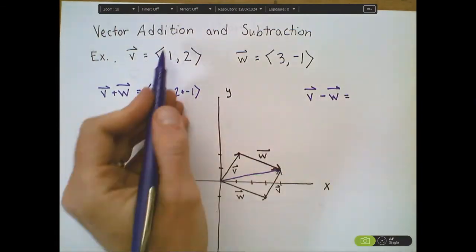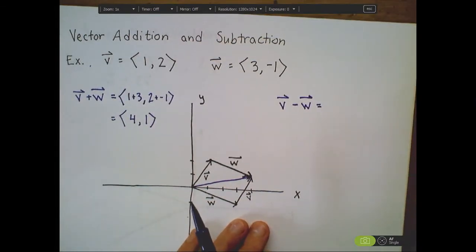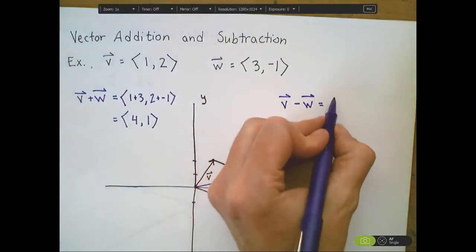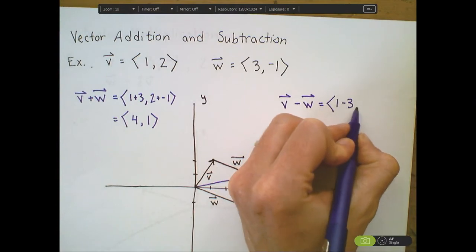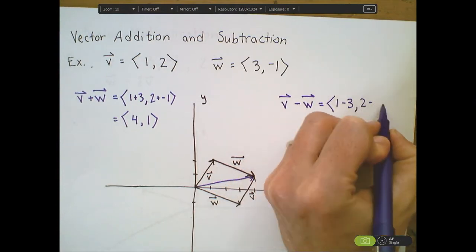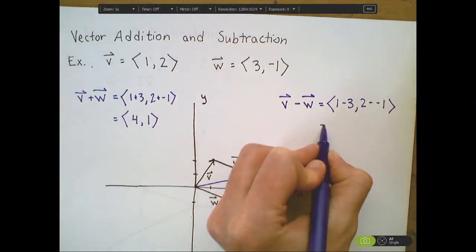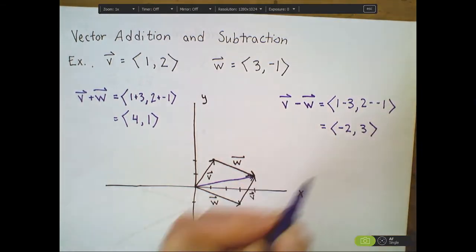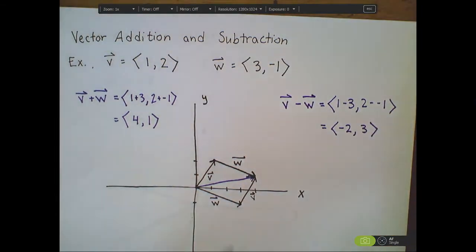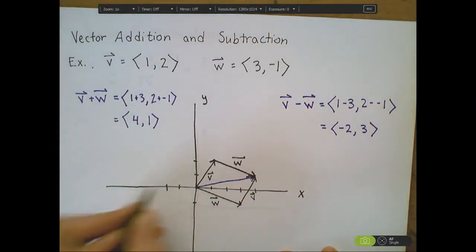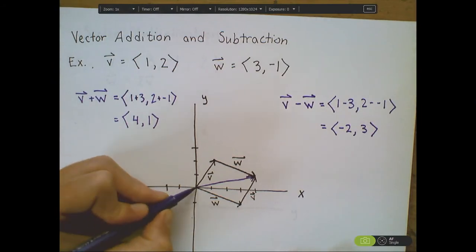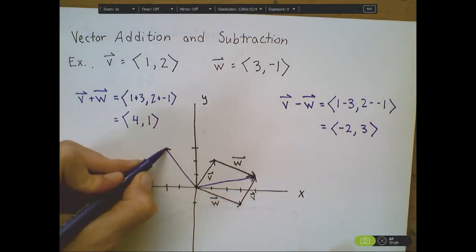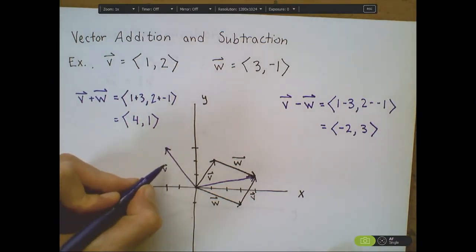Component-wise, it's going to be the components of v minus the components of w. So this is going to be 1 minus 3, 2 minus -1, which is equal to -2, 3. And I can also draw this. -2, 3 is this vector right here. This is my vector v minus w.